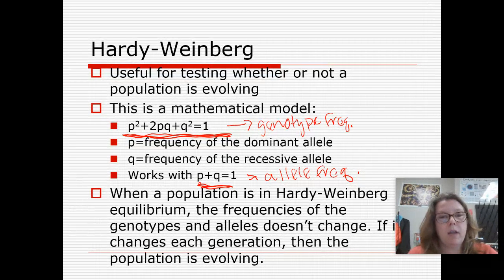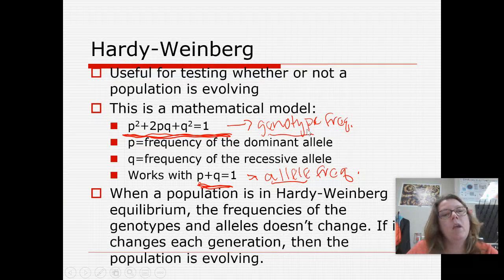Okay, see the difference there? So this is alleles in the population. This is the genotypes in the population. Okay, so in other words, if this equation or this equation's frequencies don't change over time, then the population is stable. It's not really evolving.